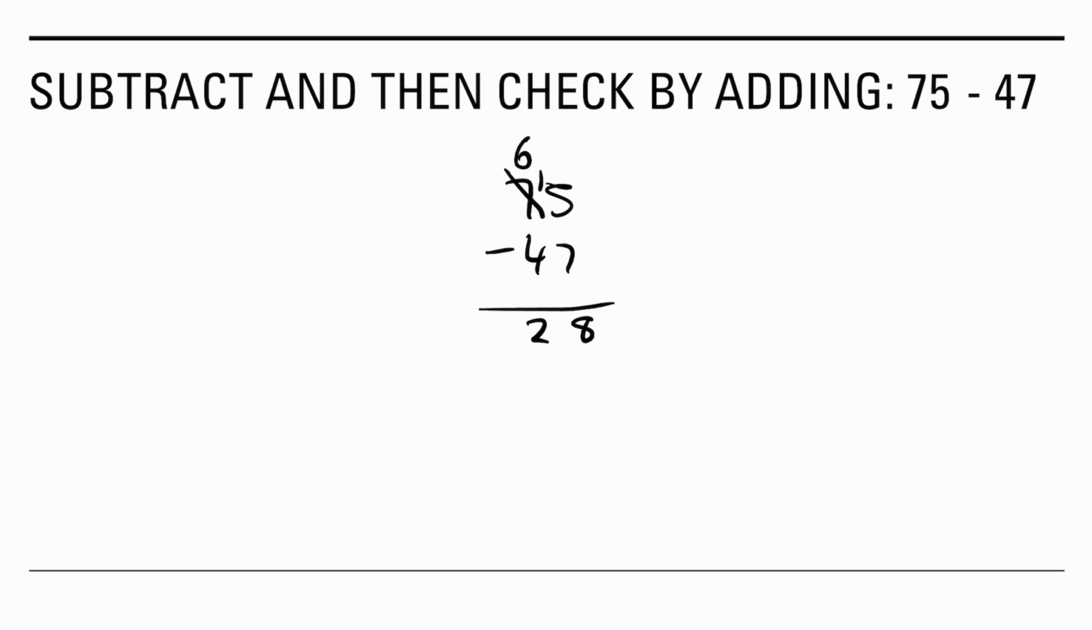So now to check that by adding, we would go 28 plus 47. And so 8 plus 7 is 15. 1 plus 2 is 3, plus 4 is 7. And so we get 75 back. So we know that we're correct. So just to reiterate, if you can't subtract because the top digit is smaller than the bottom digit, then you'll need to borrow from the next place.